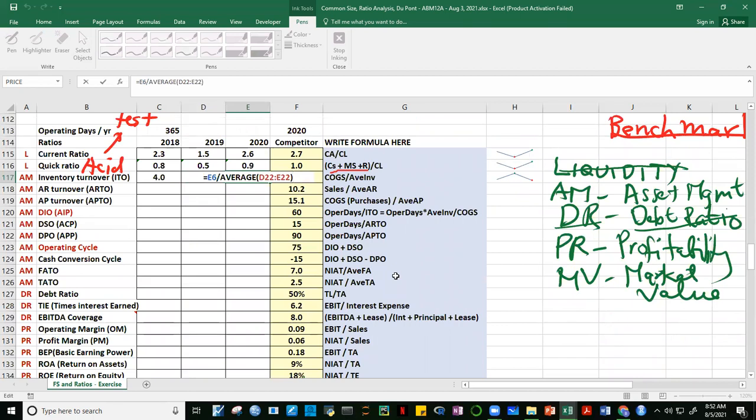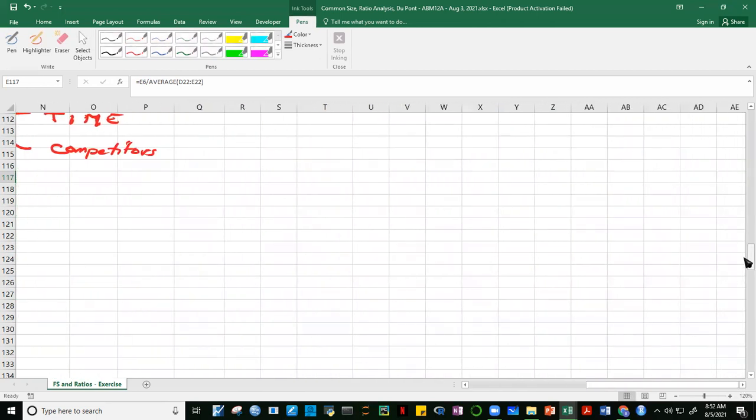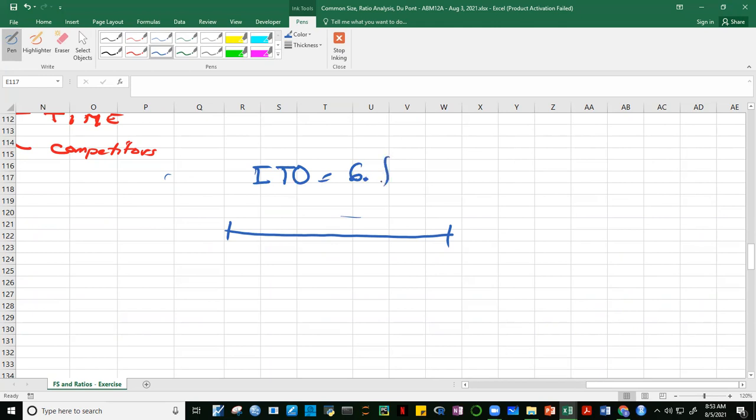Okay, so what does this inventory turnover tell us? Okay, this is a very important measure. Unang-una si competitor natin 6.1. Tayo 3.9. So let me illustrate that. Ano ba yung inventory turnover na yan? So this is our competitor. Ang inventory turnover niya is 6.1. So what does that mean?